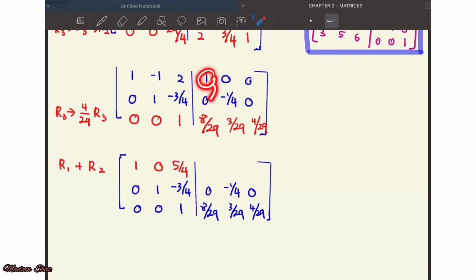1 plus 0 will become 1. 0 plus negative 1 over 4 is negative 1 over 4. 0 plus 0 will become 0. Okay, so we have settled step 7. We changed it to 0.